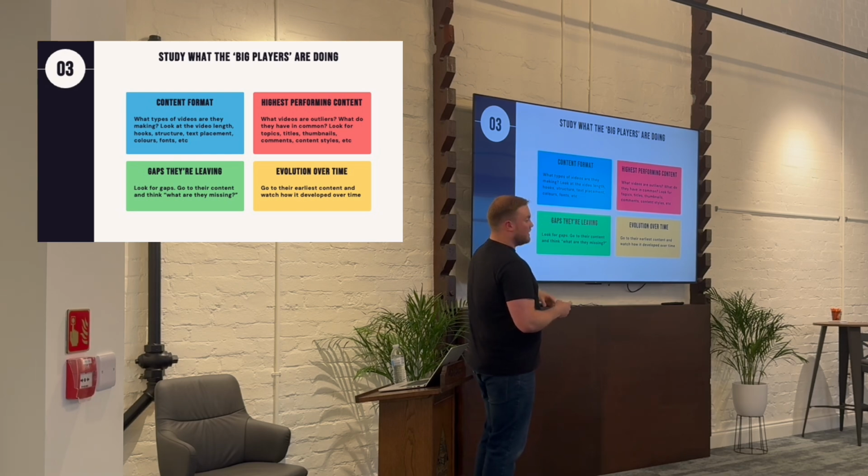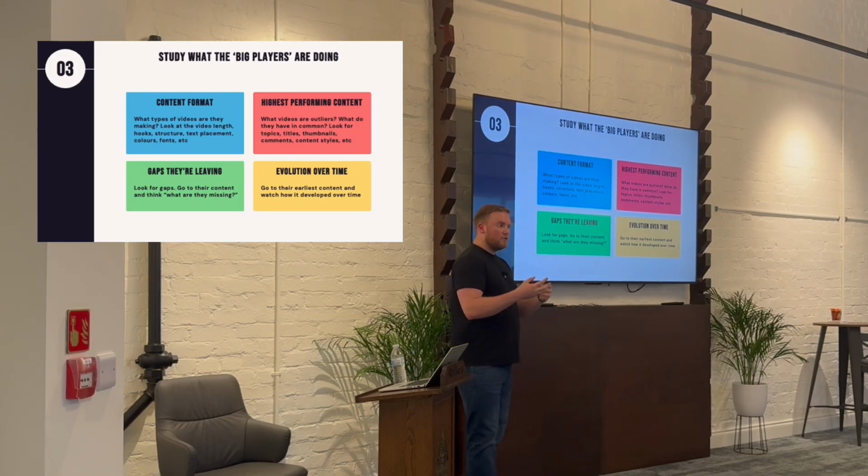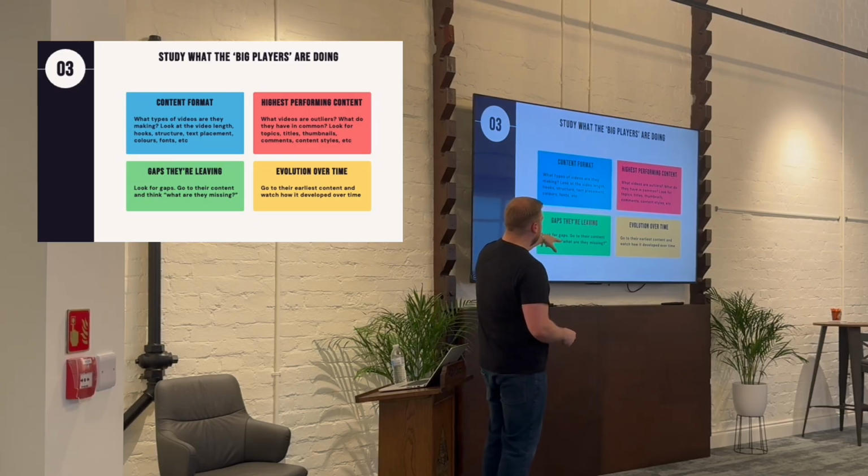Highest performing content, simple. Look at their outliers, go to their page, their highest viewed videos. What do those have in common? Just dissect down and think, what's made so many of their videos go so big? Why can't you have that? Then again, the hacks at the bottom.